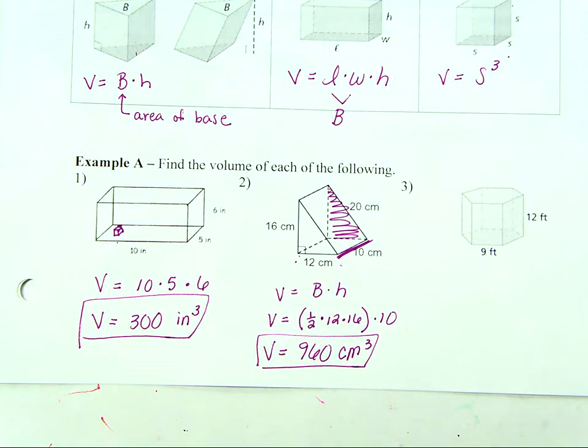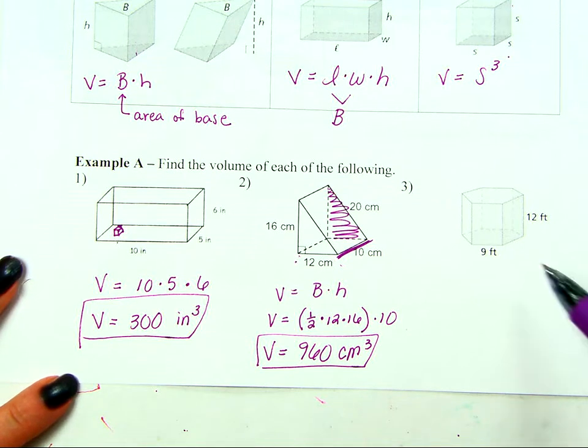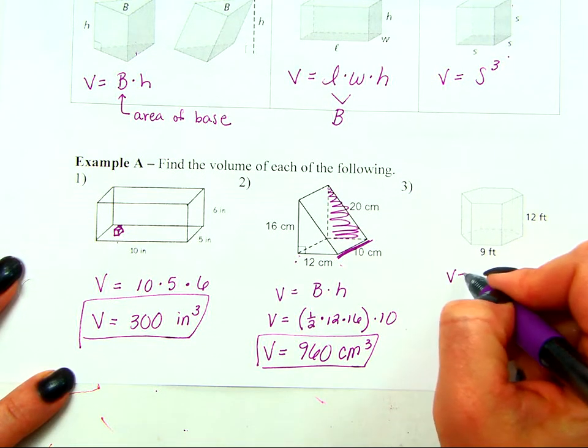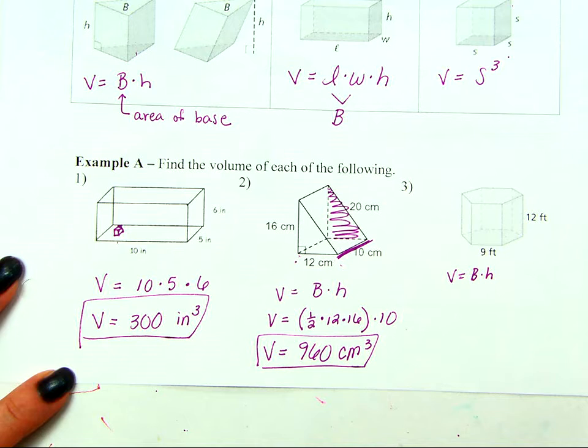Okay, figure 3. That looks a little bit tricky. What do we have in figure 3? Well, looks like we have a hexagonal prism. Our bases are hexagons. Now again, we're still using capital B times H, but this time we need to find the area of our hexagon.